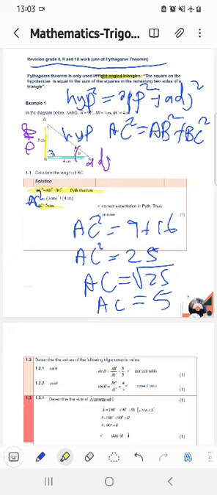So now we have used Pythagoras theorem. Now we know our hypotenuse there, we can replace it by putting 5 centimeters there. That's what we have for the Pythagoras theorem. So let's continue with the second question.